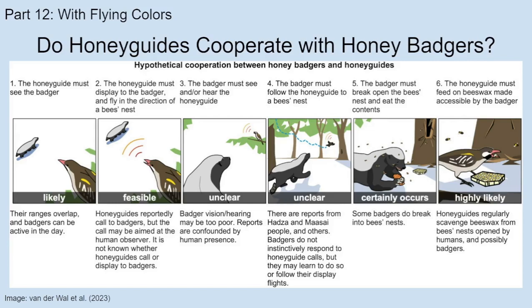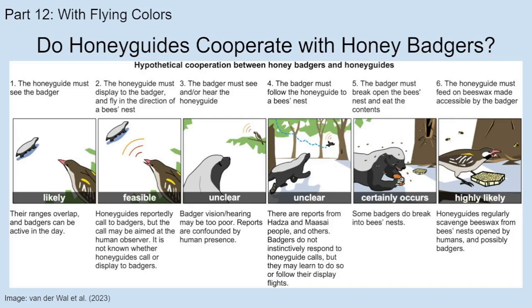And this is something that is not clear because honey badgers don't have great hearing or eyesight. In fact, the researchers who study honey badgers have reported that it is relatively easy to sneak up on a honey badger and catch it in a net or something because they can't see or hear very well. So whether or not they can actually see or hear honey guides displaying is still up in the air for the moment. That being said, it is possible that a honey guide could adapt in some way to make its display visible or audible to a badger. So it is not out of the question that this could happen.